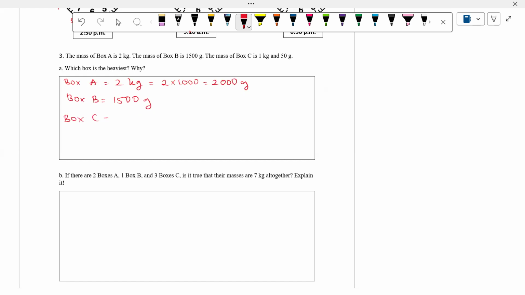The last one is box C. Box C is 1 kilogram and 50 grams. It means that 1 kilogram is 1,000 plus 50 grams. It is 1,050 grams. Which box is the heaviest? Of course, box A. We write the conclusion: box A is the heaviest.